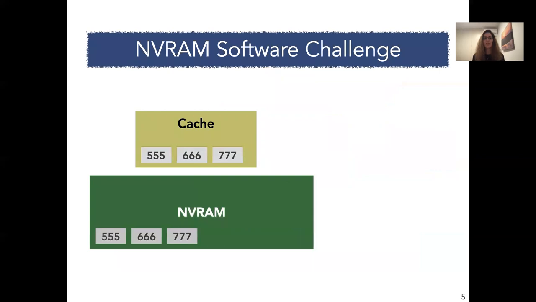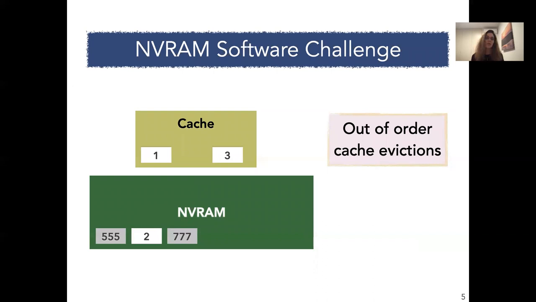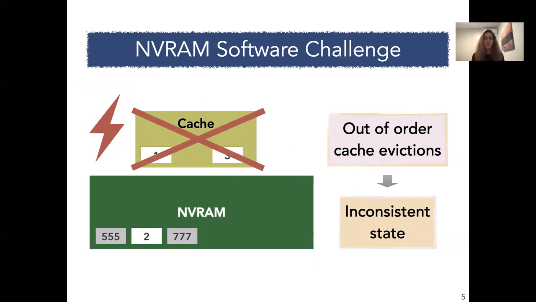Imagine a data structure writing one to some memory location, then two to another location, then three. In case of cache misses, the CPU is free to evict data from the cache in order to make room for other data. Thus, the cache line containing two might be evicted before the cache line containing one is written to the memory. In case of a power outage, we might end up with an inconsistent state of the data structure in the memory. Two appears in the memory, while one does not.